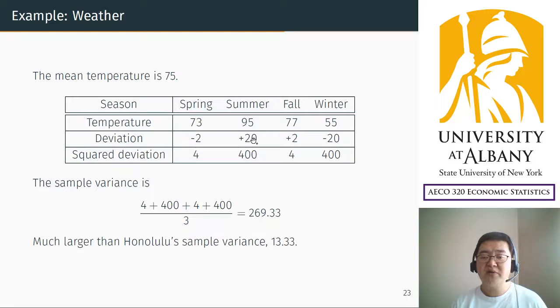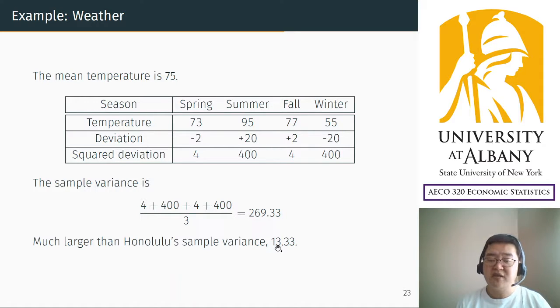So you have 4 deviations from each observation, and then square them. Take squares. 2 squared equals 4. 20 squared equals 400. Of course, they're the same. And finally, what we are doing is calculating the average of these 4 squared deviations. To calculate the average of the squared deviations, sum those 4 numbers and divide by 3, which is 4 minus 1, because we are calculating the sample variance, so the denominator must be 3. Then your variance is 269.33.